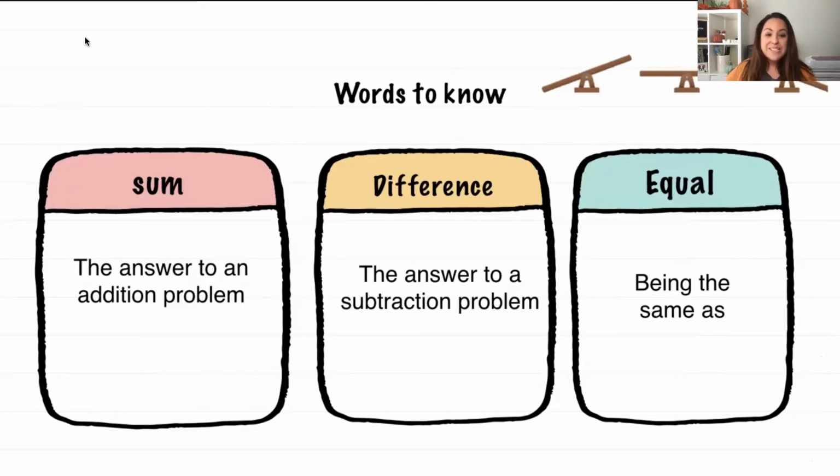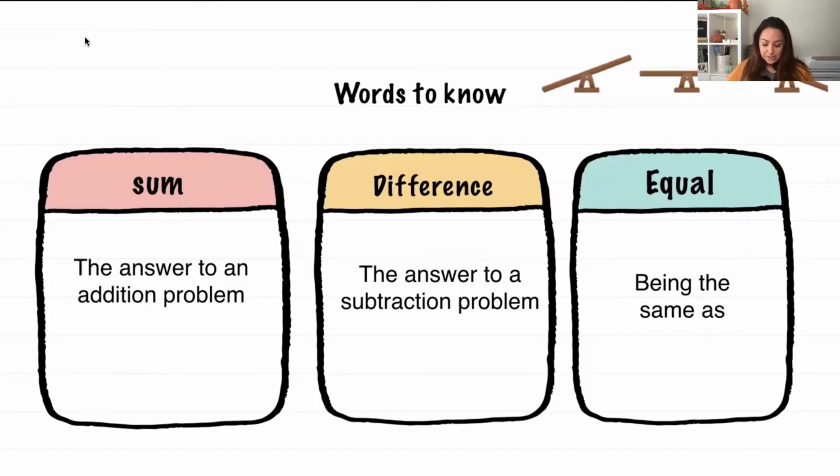The first word is sum, and a sum is the answer to an addition problem. The next word you need to know is difference, and the difference is the answer to a subtraction problem. And then finally, we have the word equal, and equal means being the same. A lot of times people think the word equal means an answer, like they go 2 plus 1 equals 3, and they think that equals is an answer.